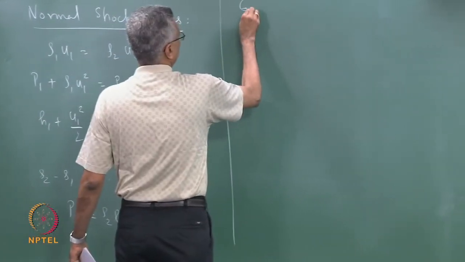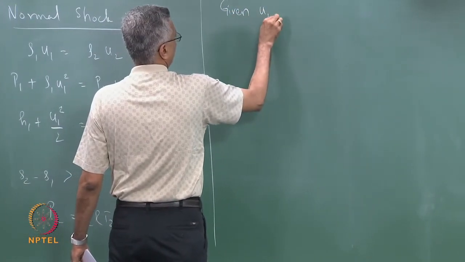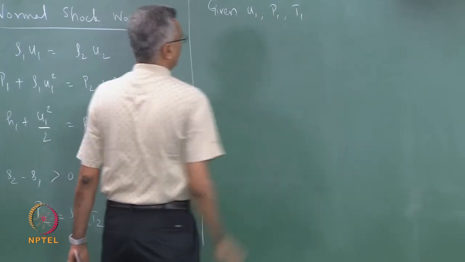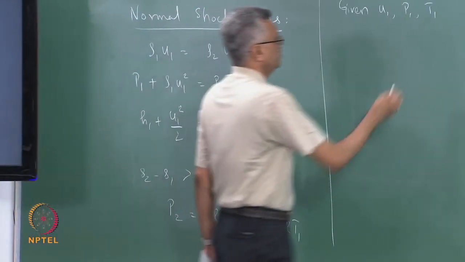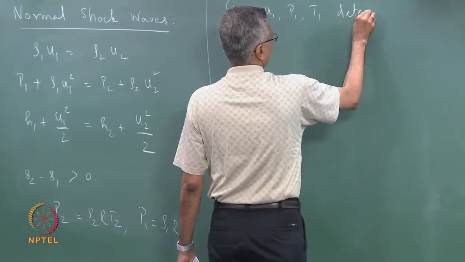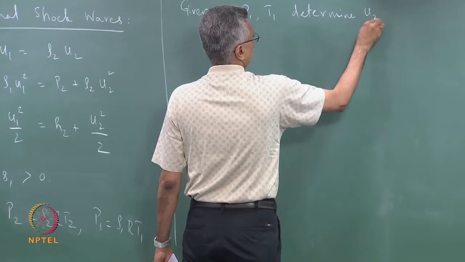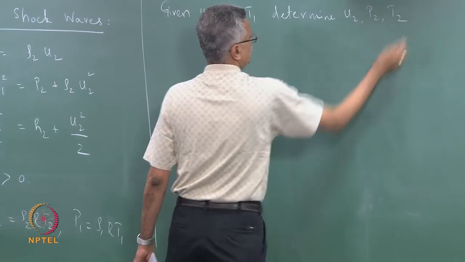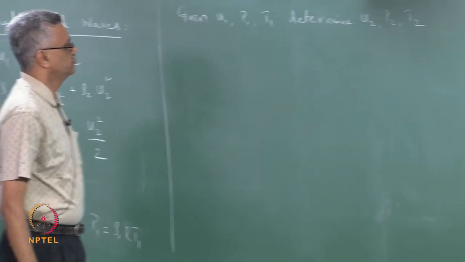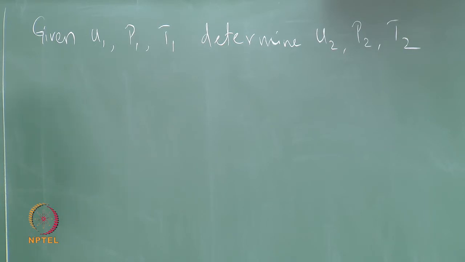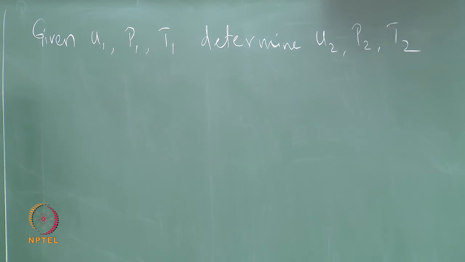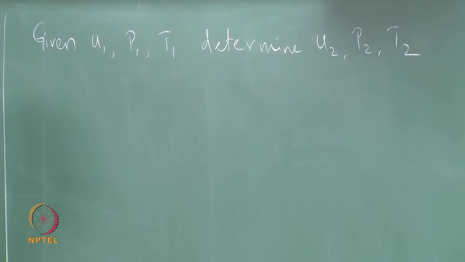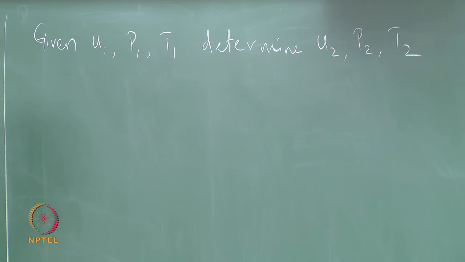So, we are given U1, P1, T1, determine U2, P2 and T2. Notice that U2, P2 and T2 are determined in a reference frame where the observer is moving along with the wave. So, if you want that in a stationary reference frame, then you have to go back to the stationary reference frame. We will illustrate that through a worked example. For now, we will just try to determine U2, P2 and T2.